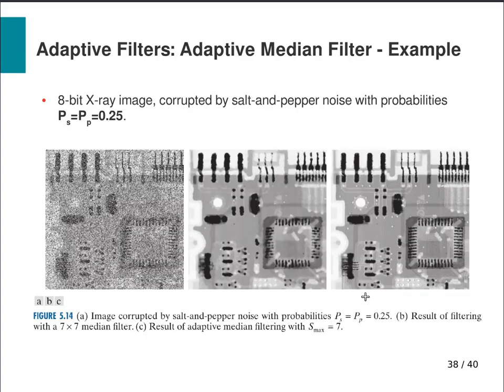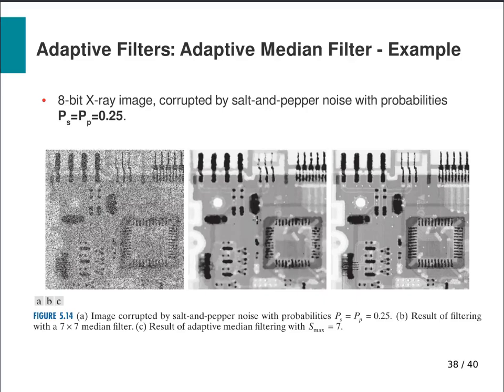So now let's take a look at one example. Here on the left we have the 8-bit X-ray image that is corrupted by a high probability of salt and pepper noise. We have 25% of the pixels affected by salt noise and 25% affected by pepper noise. So the original image is barely visible through the amount of noise that we have in this image.